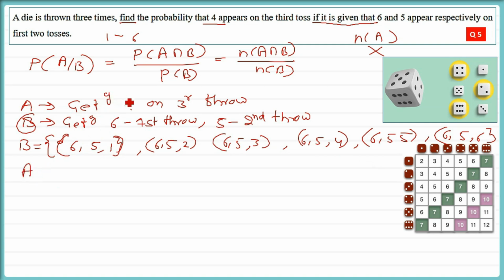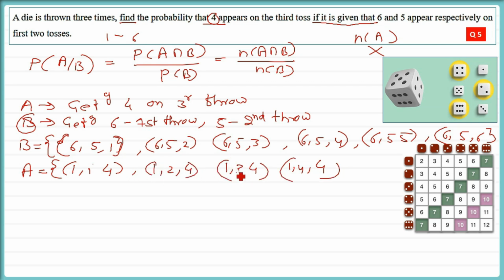Let's make A now. Getting 4 on the third throw. Now here the last one is fixed, 4. 1 1 can come, 1 2 can come, 1 3 can come, 1 4 can come, but the last one is fixed. So let me write just to let you know. I'm fixing the last one here: 1 1 4, 1 2 4, 1 3 4, 1 4 4, 1 5 4, 1 6 4, like this. Now the idea is why write all these, because N(A) is not to be known.